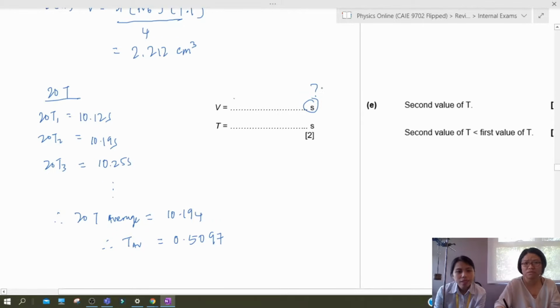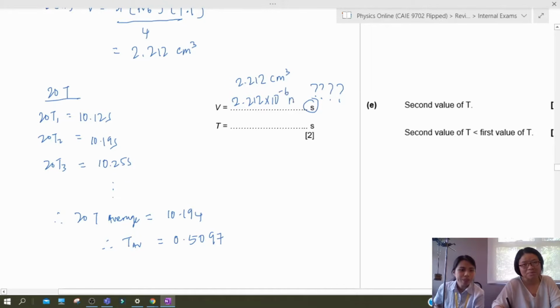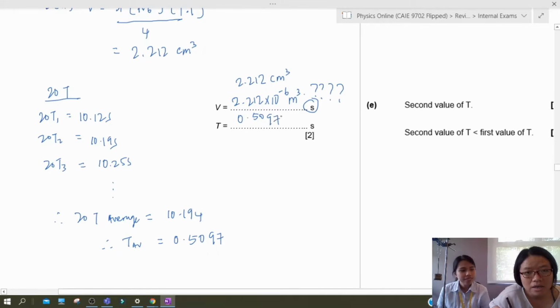Volume. Hey, this one is what they said just now got wrong. Need to check whiteboard for announcement. Just now they announced got wrong unit, must do correction. So it's actually meter cube. So it can be 2.212 cm cube or 2.212 times 10 to the power of negative 6 meter cube. T is down there, 0.5097.